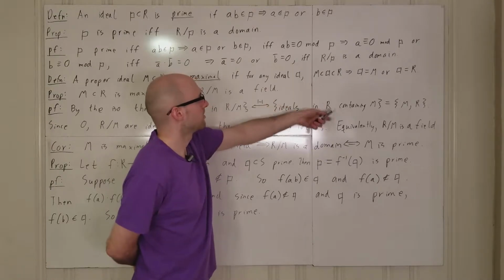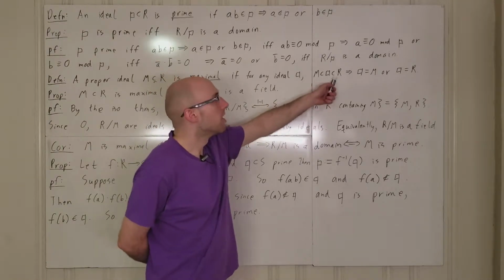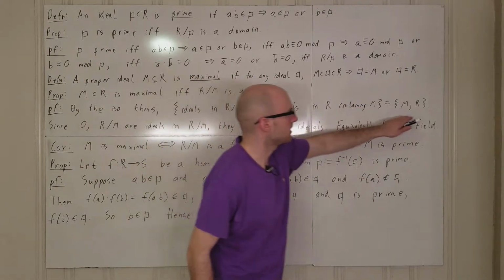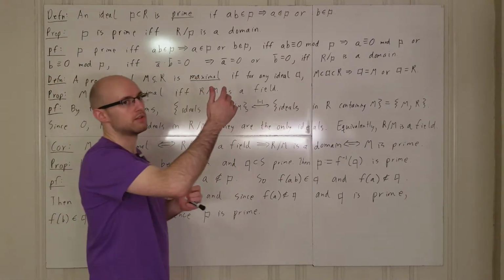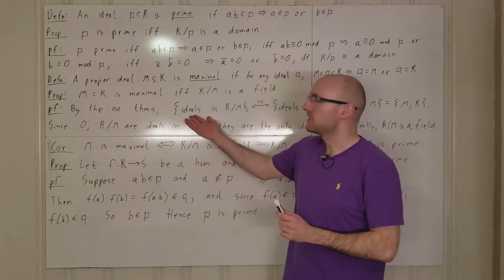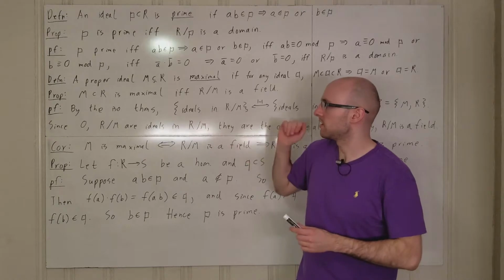Well, that would be the collection of all ideals A such that M is contained in A is contained in R. But we know that there's only two of them, M and R, and so this set is precisely M and R. So the ideals in R mod M are in one-to-one correspondence with a set of order 2. There's two ideals in this set.